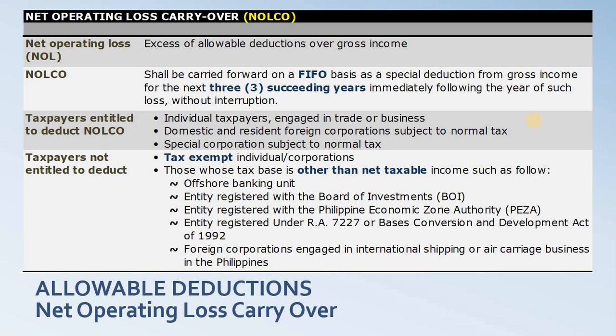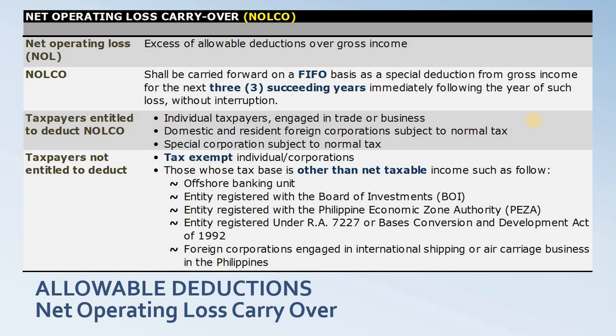And special corporations subject to normal tax. So if you will notice, these 3 taxpayer classifications are all subject to normal tax. And again, income that is subject to normal tax that is related to business is taxed at net taxable income, which means the amount after the deduction of business expenses.